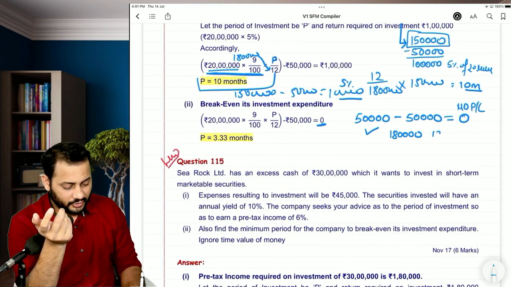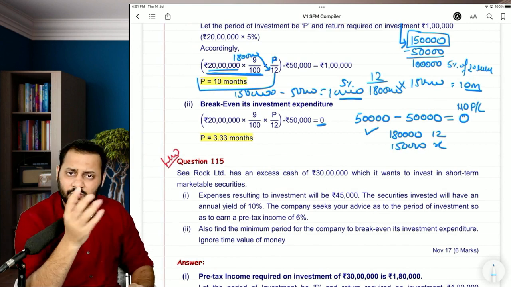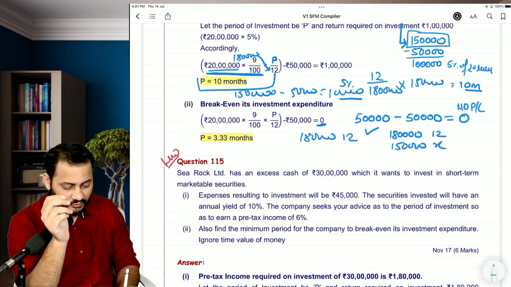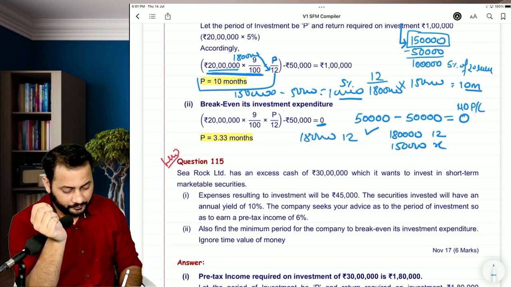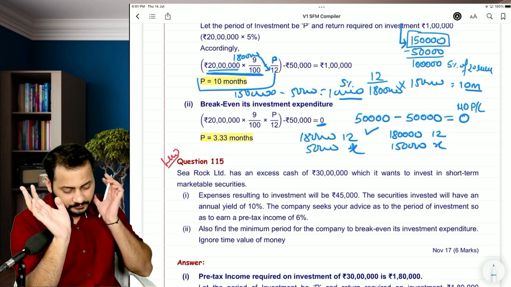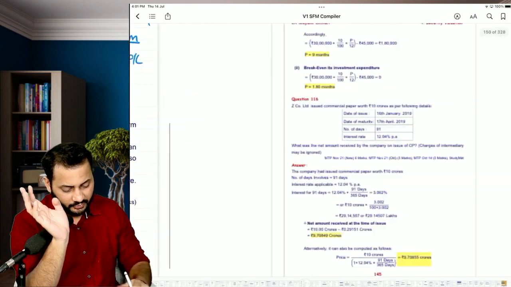1,80,000 for 12 months. 1,50,000, how many months? You do the cross calculation. Okay. 1,80,000 for 12 months, and how much for 50,000? You do the cross calculation, you will still get the answers. Okay. 115 will be your homework.